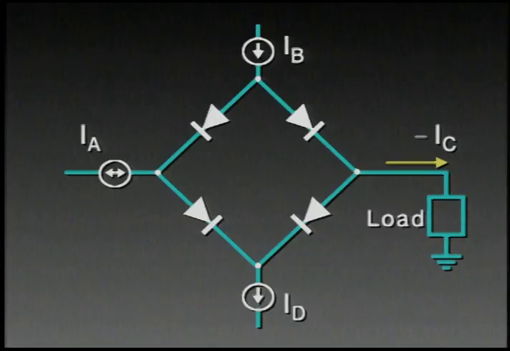But before we do that, let's look at one more practical example, which is a diode bridge. Now, in this case, we have 2 currents, IB at the top and ID at the bottom, and a third current, IA, which we can think of as a signal. IB and ID always flow in the same direction. IA can flow in either direction. It's a bipolar current. Now, of course, the load current is simply the linear algebraic sum of the 3 currents. So we don't need any special technique to find the value of IC.